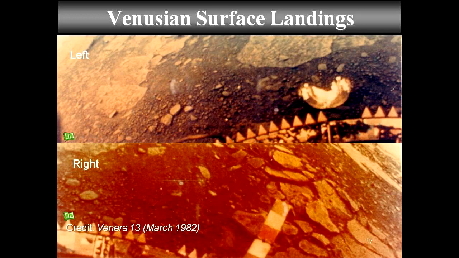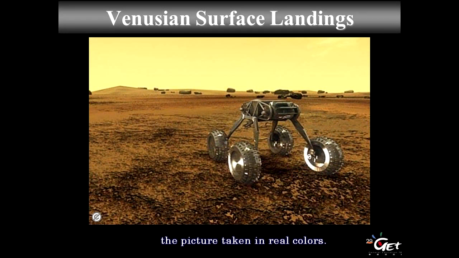So this is the picture taken in real colors. The colors are yellowish because of the presence of clouds. There is lots of sulfur in the clouds, so it's very yellow. So if you correct for these colors coming from the clouds, you see that the surface is, well, greenish. So the composition of the surface of Venus is very similar to the composition of the surface of all the planets and rocky bodies in the solar system.